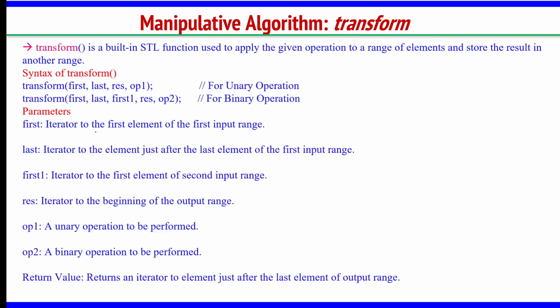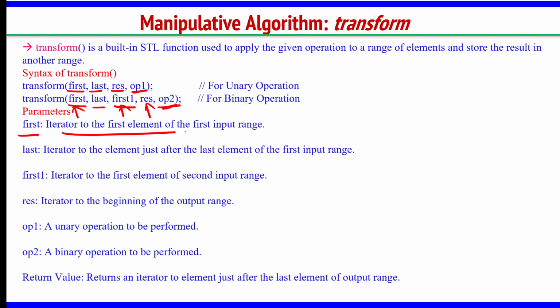Now see the syntax here, right. Transform first, last, the result and the operation, which operation you want to be performed. The first one is vector V1, this is vector V2, where I have to store the result and the operation which I want to perform. That is what the description is given here, right.